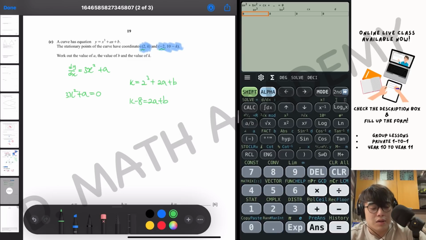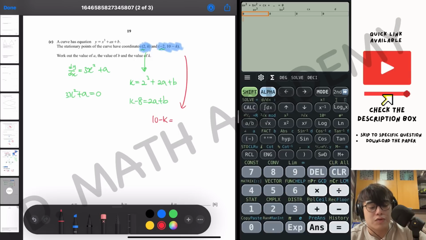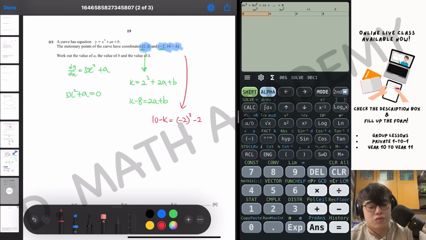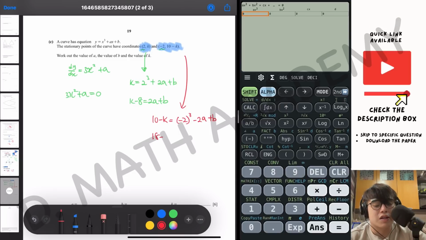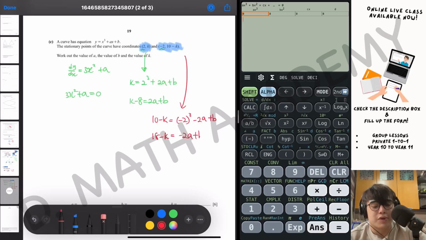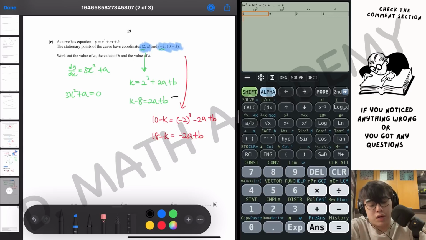Utilizing this, if I repeat the same thing with a different value, I should get 10 minus k equals negative 2 cubed plus 2a plus b. Through this calculation here, you will get negative 8 again. So you have 18 minus k equals negative 2a plus b. Okay, so equation 1, equation 2, equation 3.